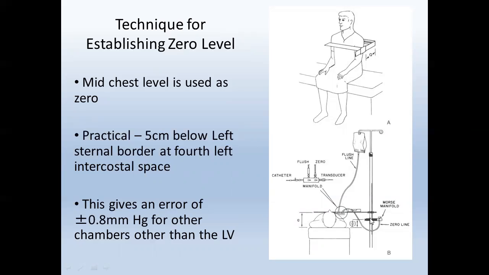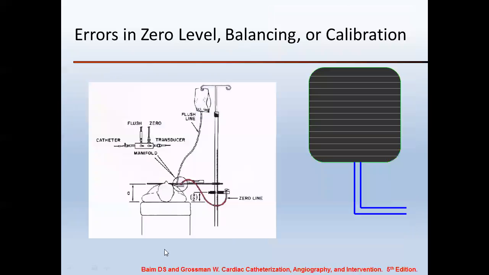For practical purposes, this is not possible on each and every patient. So you take 5 centimeters below the sternal border at the fourth left intercostal space. That's the standard accepted criterion. This gives you an error of less than 1 millimeter of mercury, so this is okay. Here is just an illustration. This is normal, you have a pressure tracing. Now let's just play with it. You take the transducer off.